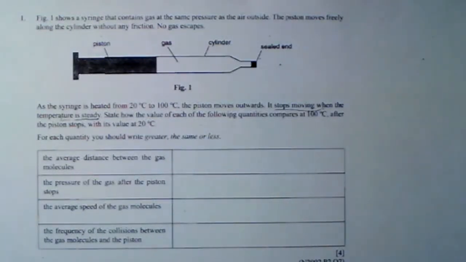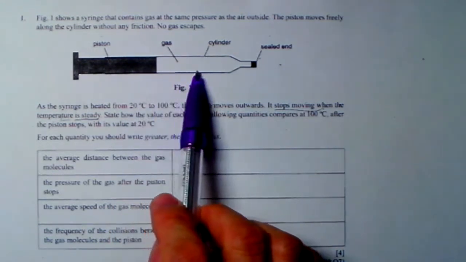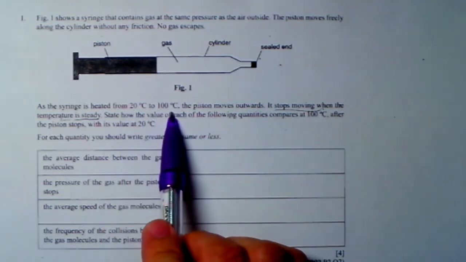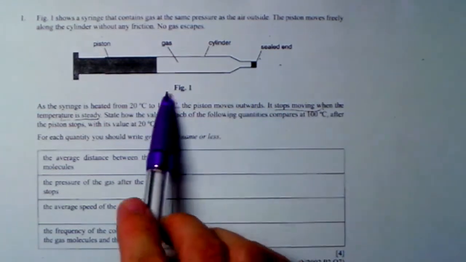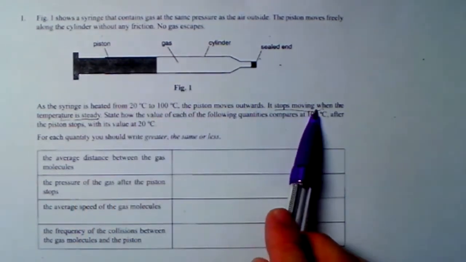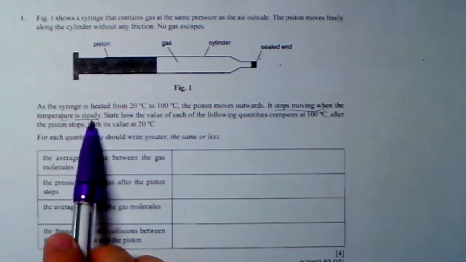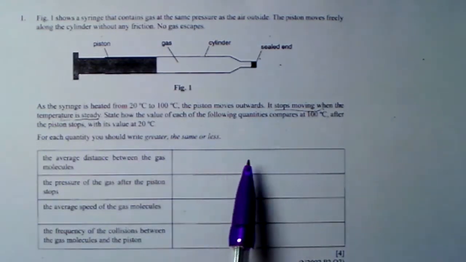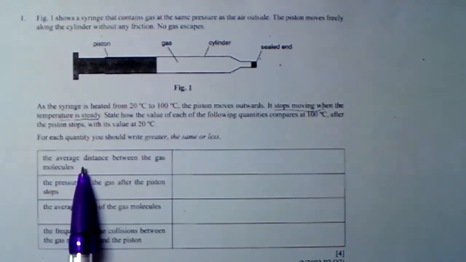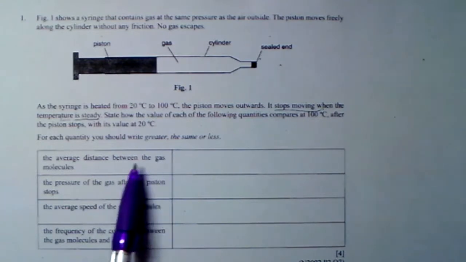Okay, in this question, the gas cylinder is being heated from 20 degrees Celsius to 100 degrees Celsius, and in the process the piston moves out and it stops moving when the temperature is steady. So now the question here is to make a comparison between the average distance between the gas molecules.